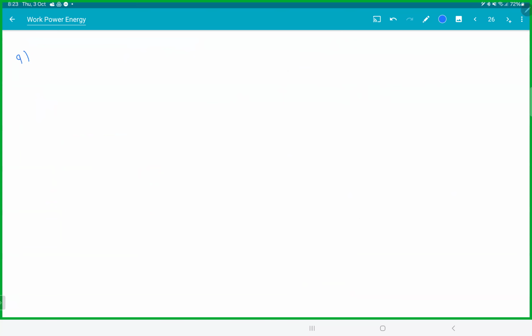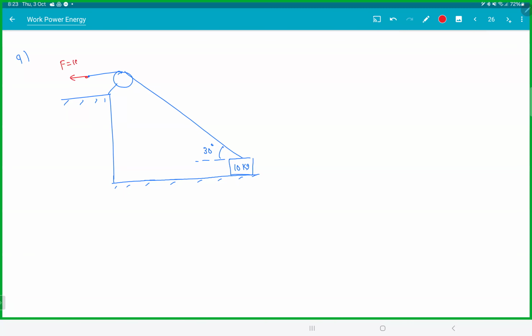So we have a block here. So we have a 10 kg block. This angle is 30 degrees. So there is a rope here. So you are applying a force of F is equal to 10 newtons and pulling the block. Initially the block is here. And when you pull this rope, what will happen? The block will start moving. And the block comes here and hits the wall. This is a smooth floor.